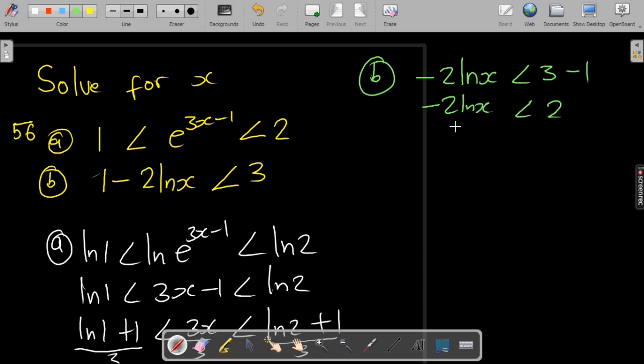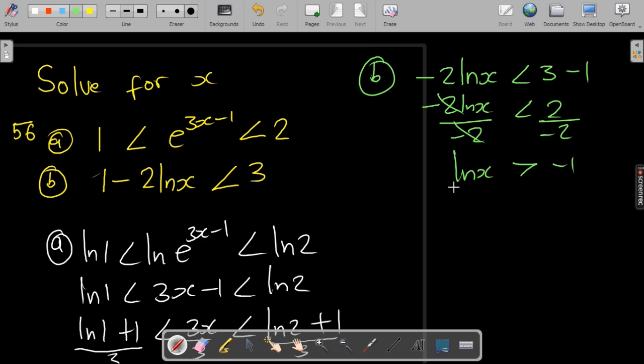I can divide both sides by negative 2. But also remember what happens when you divide or multiply by negative. So essentially, that will change the direction of this. Now I have ln of x greater than minus 1. So this is where we are.